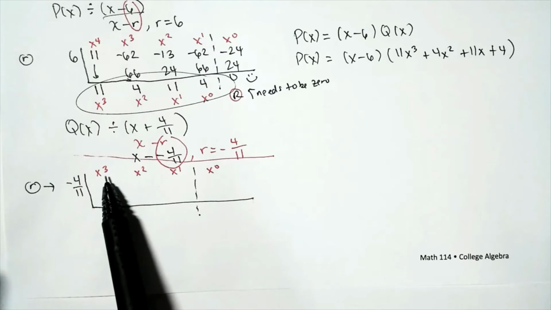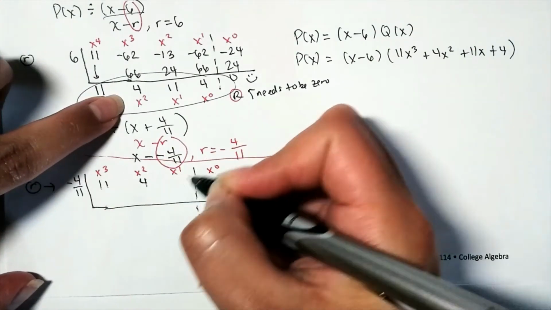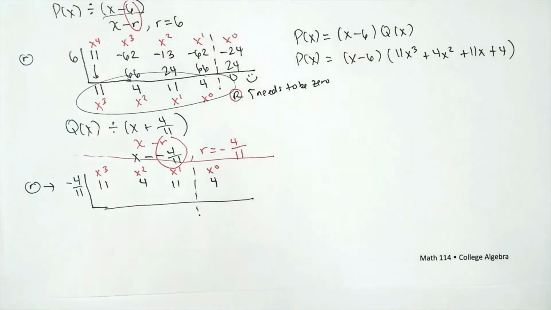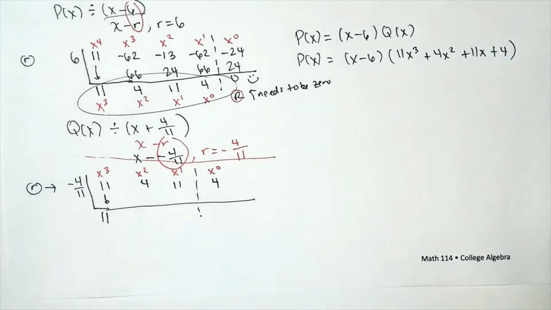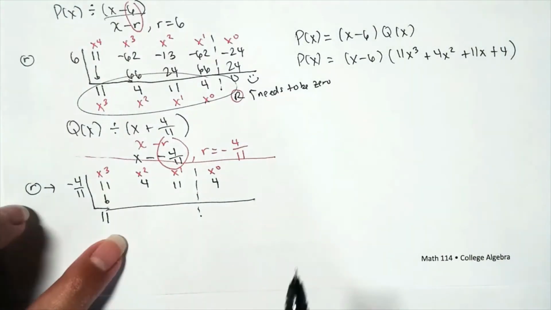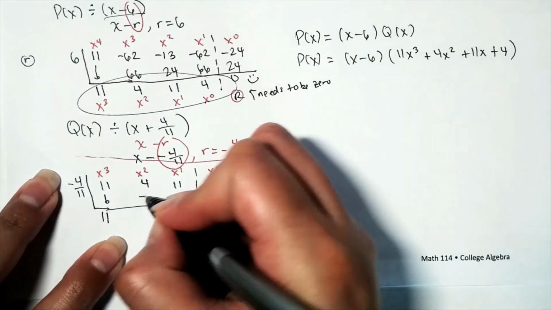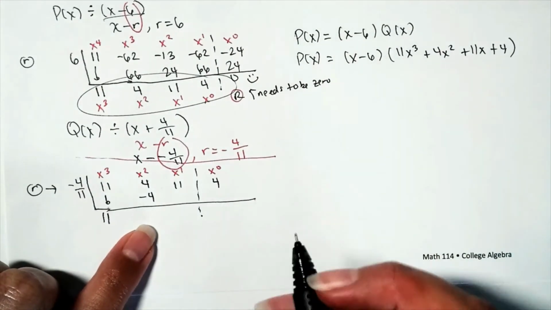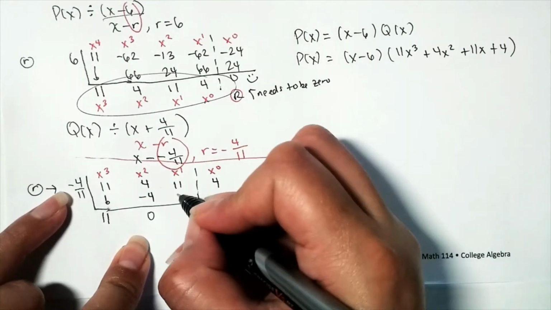Alright, the coefficients of the dividend, or what we're dividing into, are 11, 4, 11, and 4. So let's begin the synthetic division. We're going to drop down the first number, and then we're going to multiply and add until we can't anymore. The product of 11 and negative 4/11, go ahead and use your calculator if need be, will give us negative 4. Multiply, add. The sum of 4 and negative 4 is 0. The product of 0 and negative 4/11 is 0.